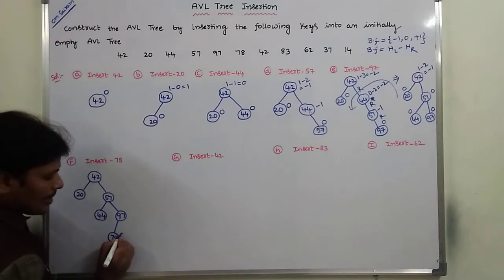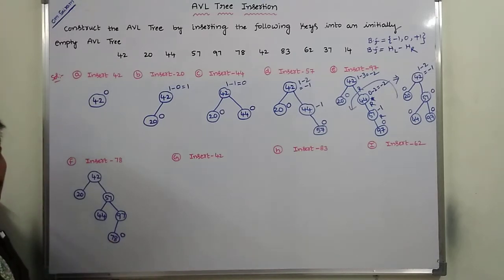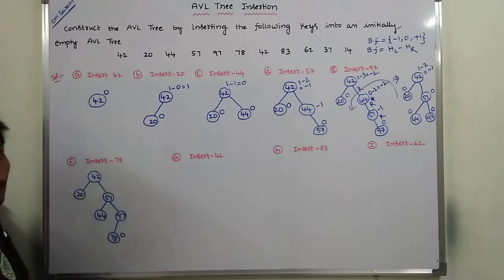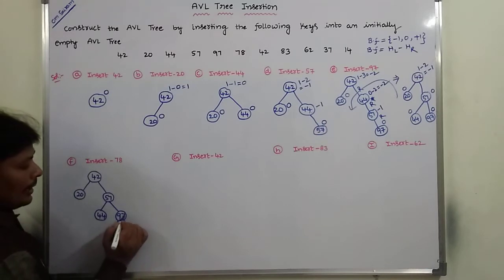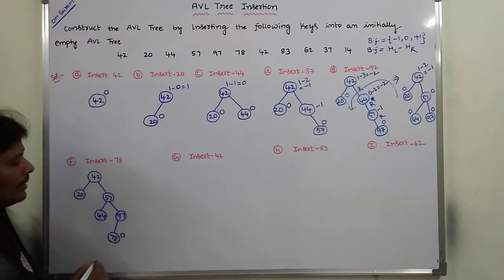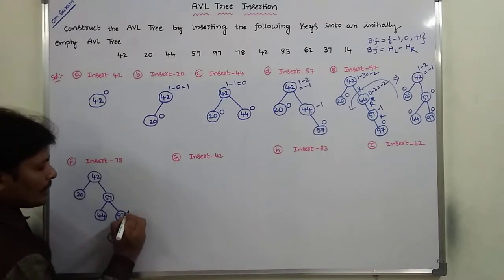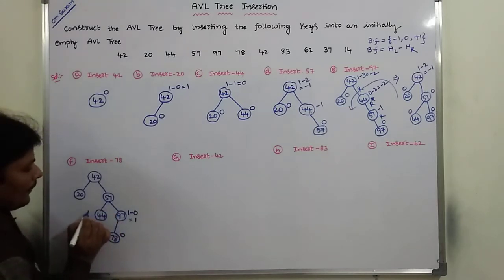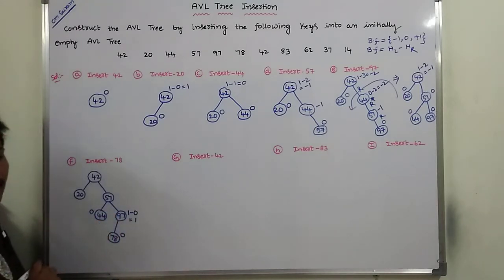For this node the balance factor is 0. There is no left subtree, there is no right subtree. So left subtree height is 0, right subtree height is 0. 0 minus 0 is 0. Next, for node 97, height of left subtree is 1 minus height of right subtree 0. 1 minus 0 is equal to 1. Next, for this node, height of left subtree is 0, height of right subtree is 0. 0 minus 0 is 0.